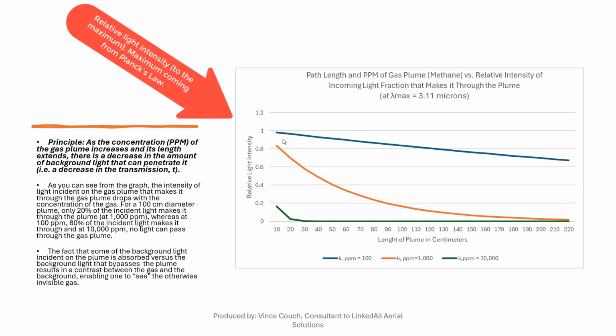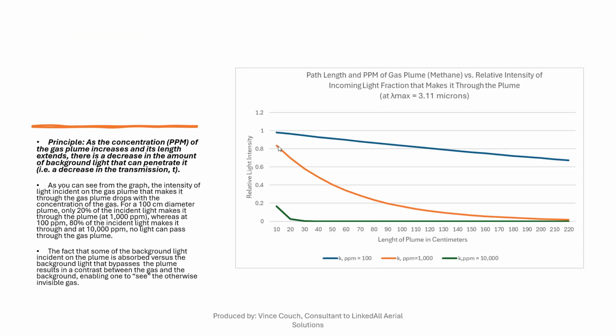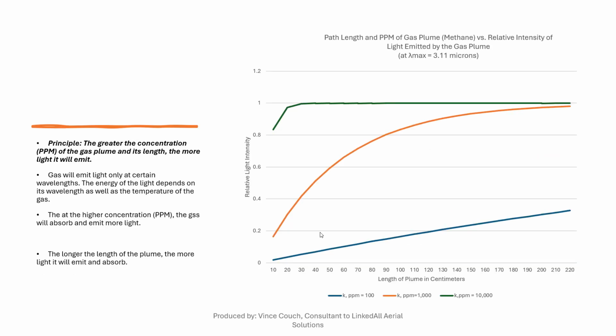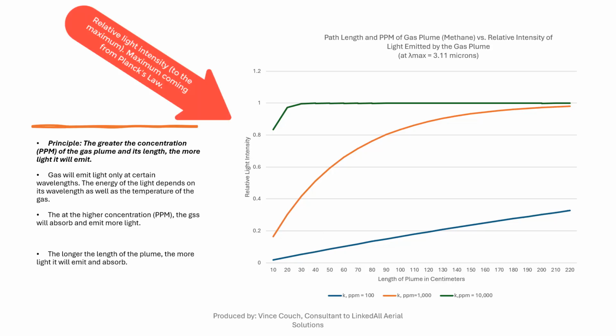Here at 1,000 ppm, after 10 centimeters, about 80% is going through it. After 100 centimeters, which is just 1 meter, 3.28 feet, only 0.2 of the initial light intensity is making it through. At a very low 100 ppm, even at 2.2 meters, about 70% or so is making it through. Principle: the greater the concentration of the gas plume and its length, the more light it will emit.